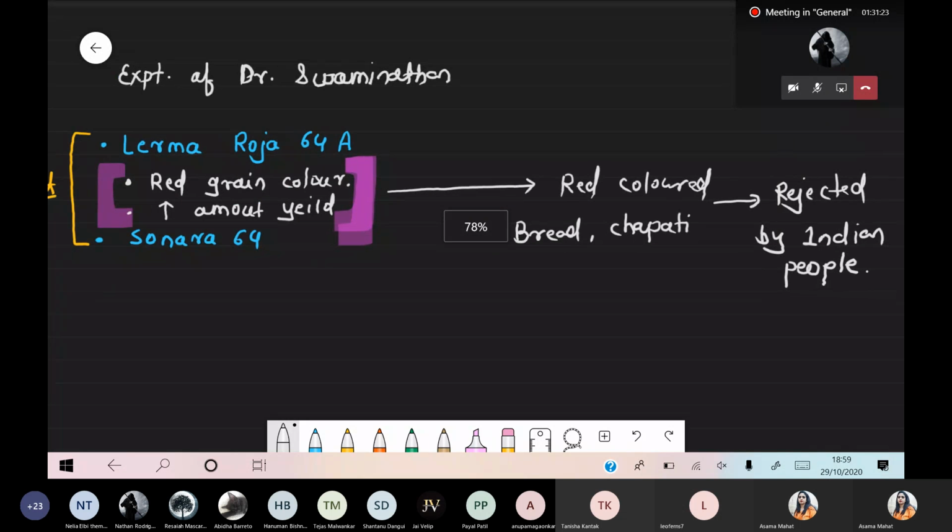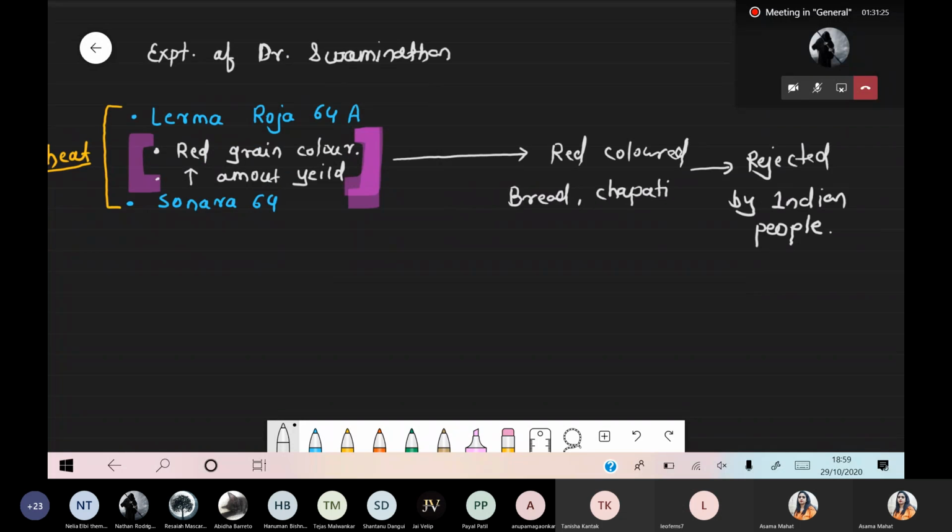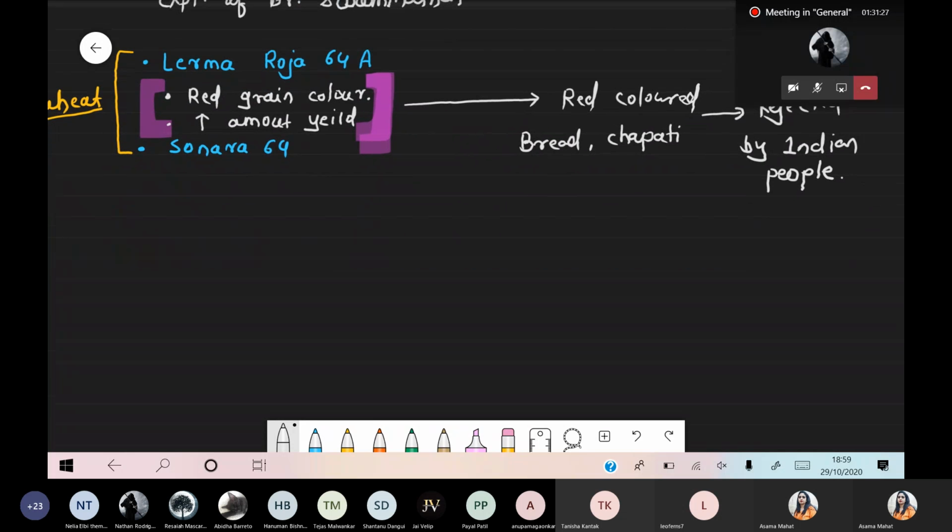So we are talking about what the work is. We are taking the two species together. Number one, that is Lerma Rosa. रोजा भी दिया हुआ है, रोजो भी दिया हुआ है, Rozo also there, दोनों का मीनिंग सेम ही है. Lerma Rosa, and the other species that is Sonara 64.